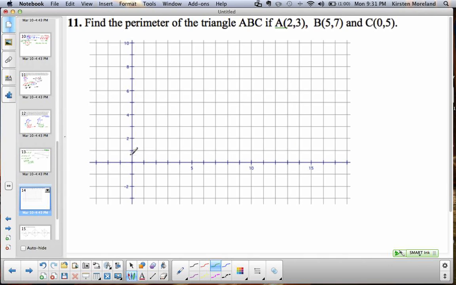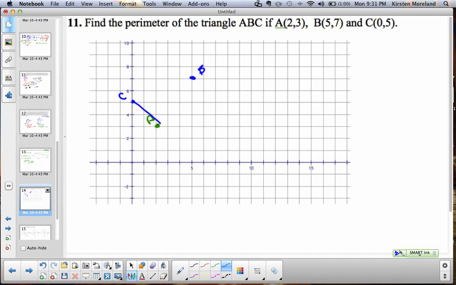And this one should be pretty straightforward. It's on your first quiz. So the first thing I'm going to do, it says find the perimeter, but first I'm just going to plot my points. So there's the point 2, 3. That's my point A. B is at 5, 7. And C is at 0, 5, which is right there.